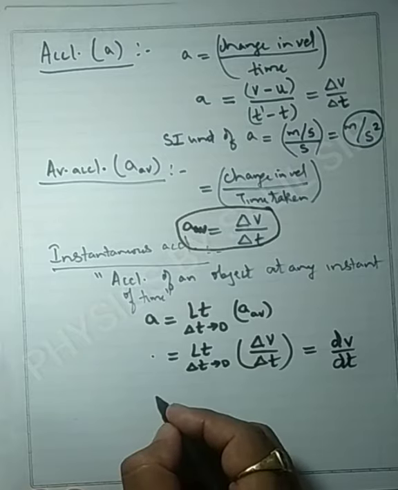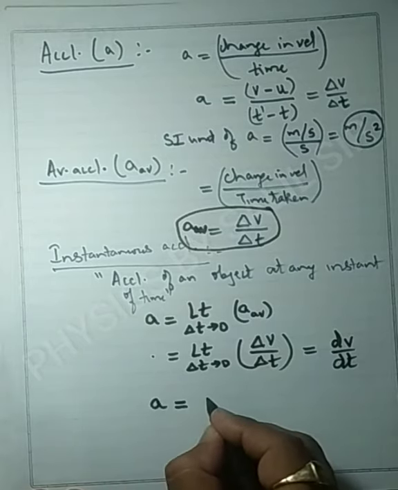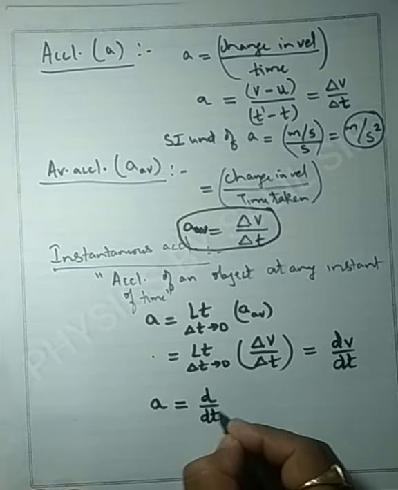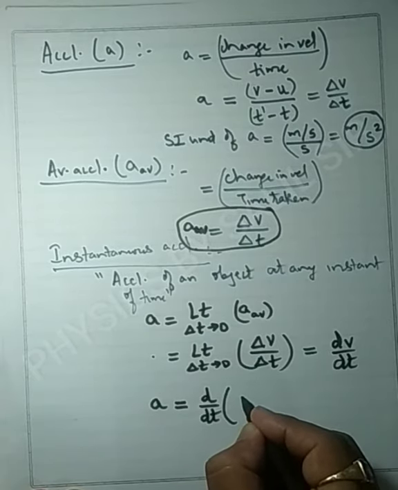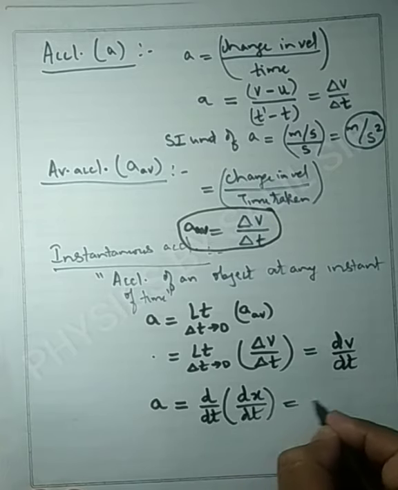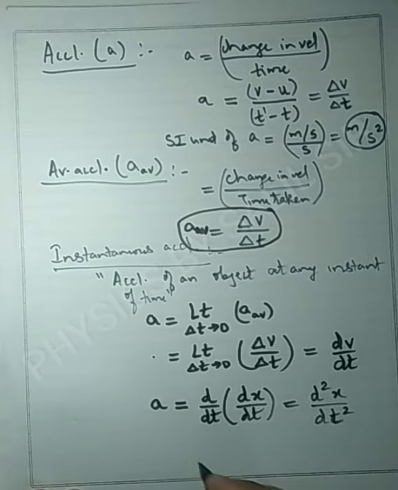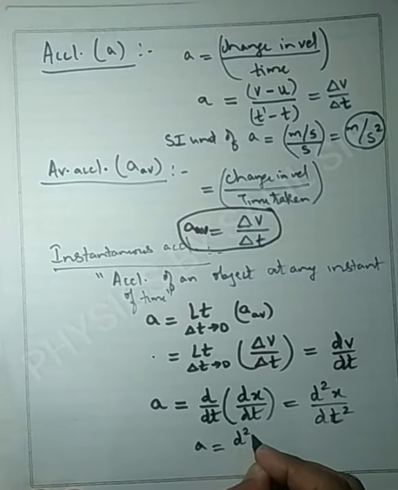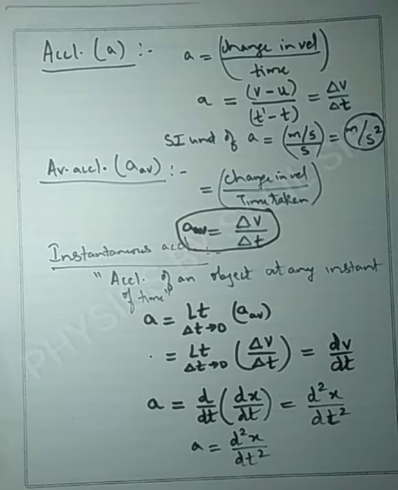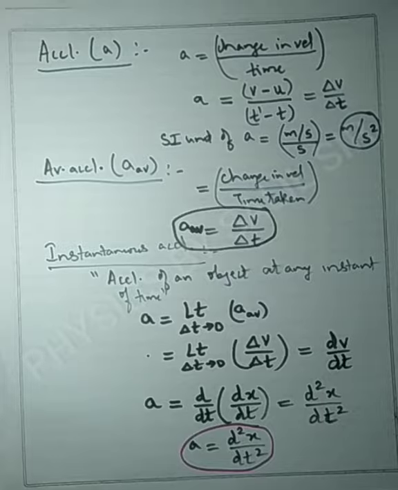And we can show the acceleration as d by dt of velocity. And what is velocity? It is dx upon dt. So it will become d square x upon dt square. Acceleration is represented as d square x upon dt square. This you have to remember.